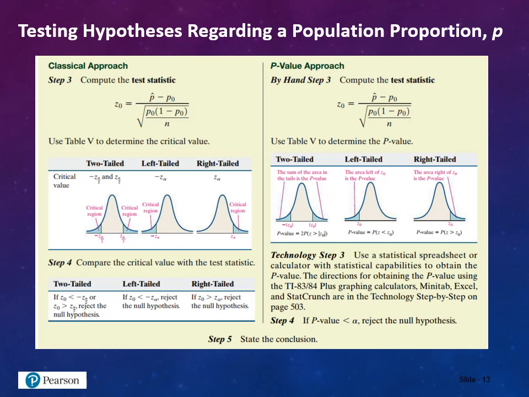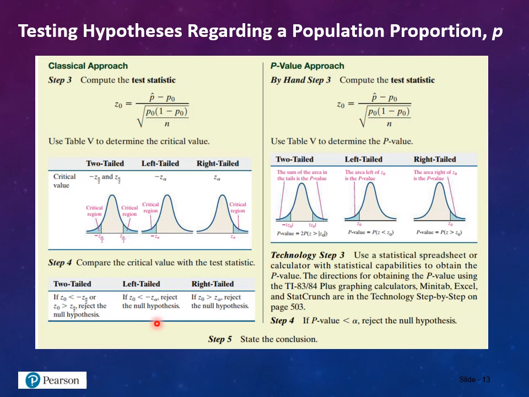And then we compare that critical value with the test statistic. If z sub naught is less than negative z alpha, or greater than z sub alpha over 2, we reject the hypothesis. If our calculated value z naught is less than negative z alpha, we reject the hypothesis. This is left-tailed. And if z naught is greater than z alpha and it's right-tailed, we reject the null hypothesis. Remember, the z alphas are all the critical values for the classical approach.